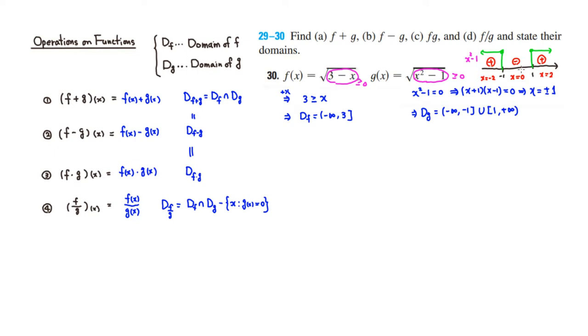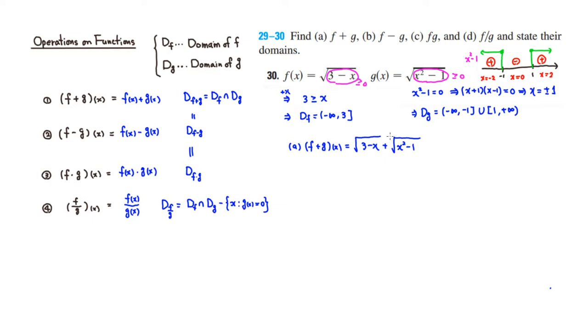Alright, so let's find F plus G. So part A. F plus G of x is going to be equal to simply just the addition of the square root of 3 minus x and the square root of x squared minus 1.